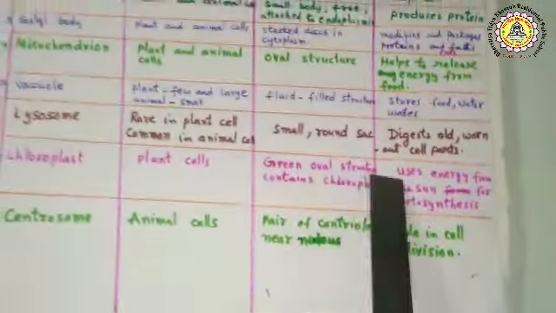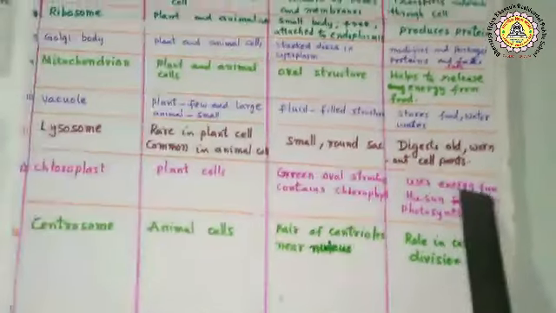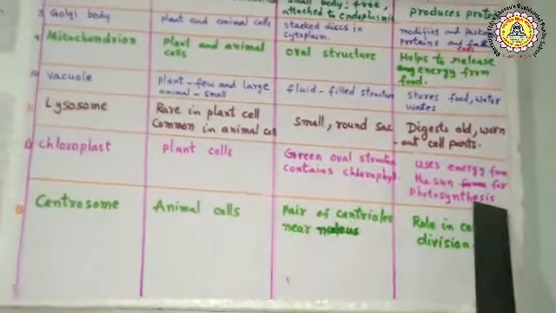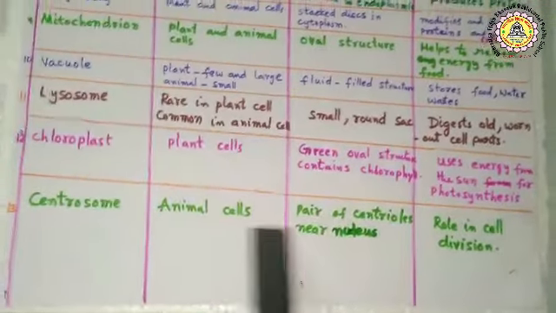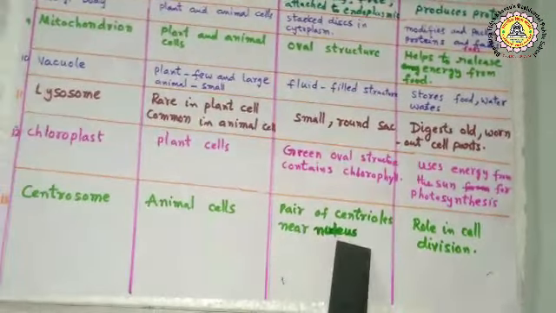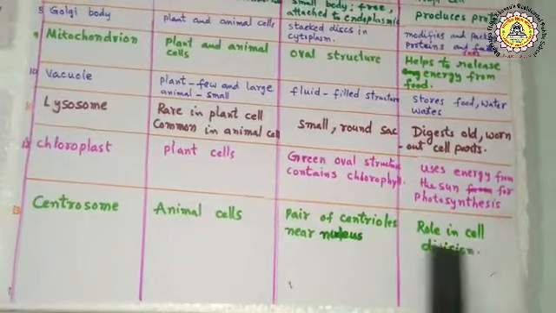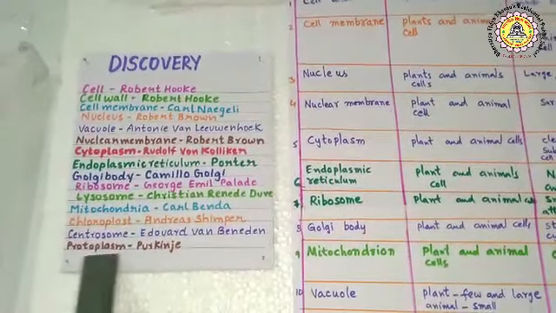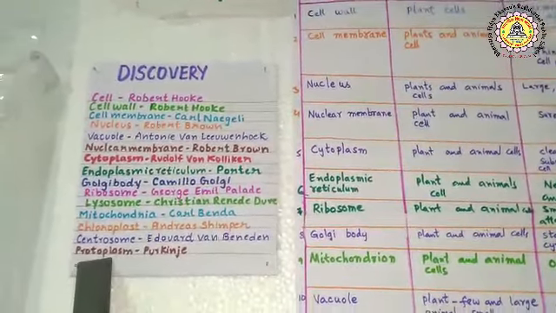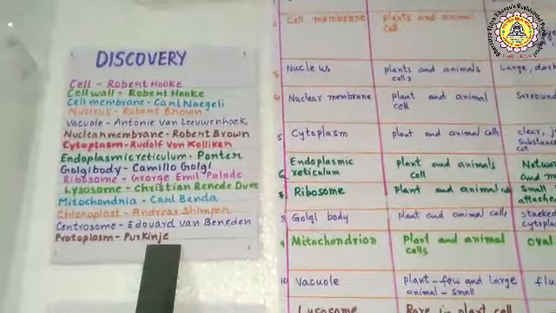Next, chloroplasts. They are found only in plant cells. They are green oval structures containing chlorophyll. They use energy from the sun for photosynthesis. Chloroplast was discovered by Andre Schimmer. Next, centrosome. Centrosomes are found only in animal cells. A pair of centrioles is present near the nucleus. Their function is to play an important role in cell division. Centrosome was discovered by Edward van Beneden. Next, protoplasm. Proto means first, plasm means fluid. It was discovered by Purkinje in 1839.